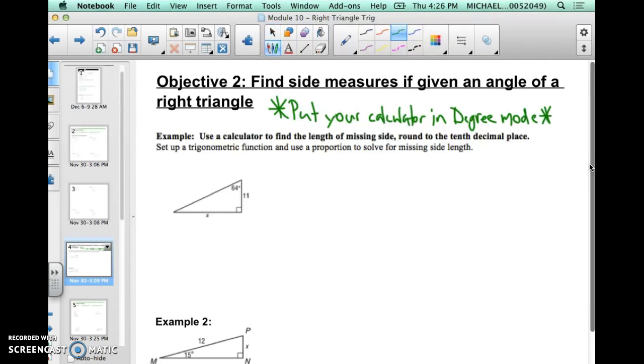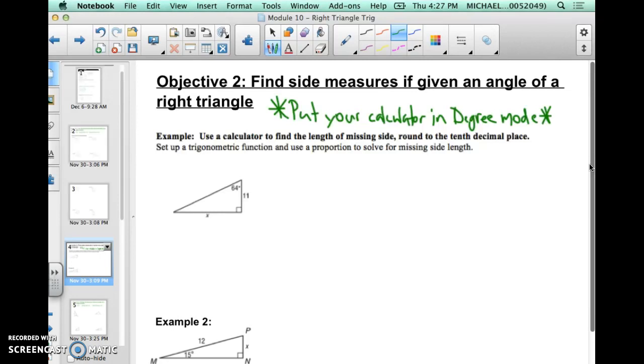Now, we are going to use a calculator to find the length of a missing side, and I do want you to round to the tenth decimal place. In order to do that, we have to set up the trigonometric functions that we practiced in an earlier objective. Then based off of this function, we can use proportions to solve for the missing side length, or just solve algebraically as well. I'll show you how to do that in two different examples, because the solving process is a little bit different in both of them.